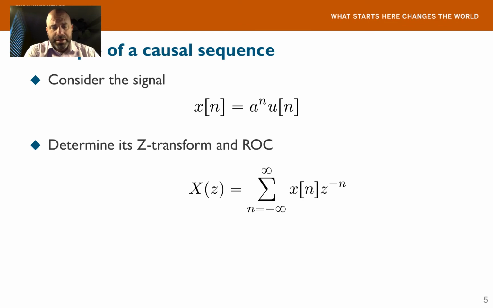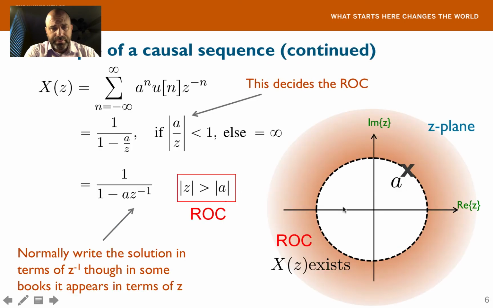So let's look first at an example of a Z-transform. This is a causal sequence, a to the n u of n. And remember that we saw these kinds of Z-transforms when we did discrete time linear constant coefficient difference equations. So let's determine its Z-transform. Well, we're going to plug it into the Z-transform equation and then do the following computation.